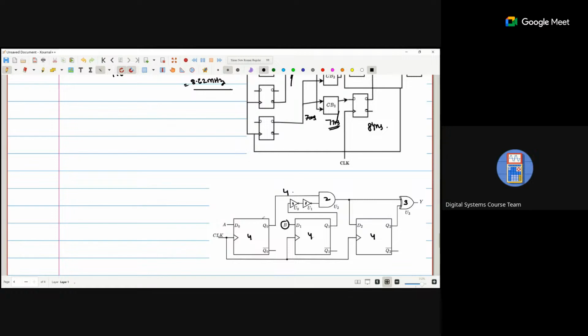B applies individually. So after 4 nanoseconds you are getting the output. After 6 nanoseconds you are getting the output here, and with a 2 nanosecond delay, you are getting 8 nanoseconds here. And from 8 you are getting 12 nanoseconds here, 11 nanoseconds here.